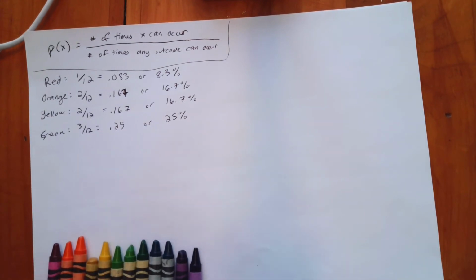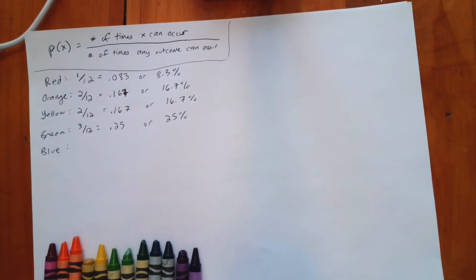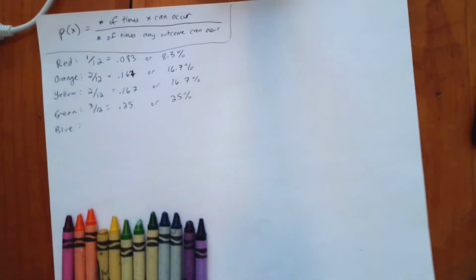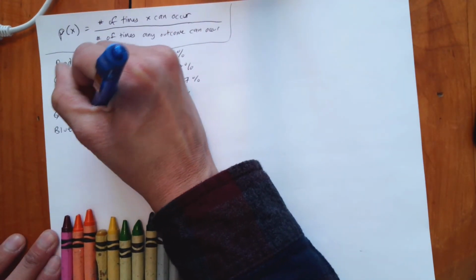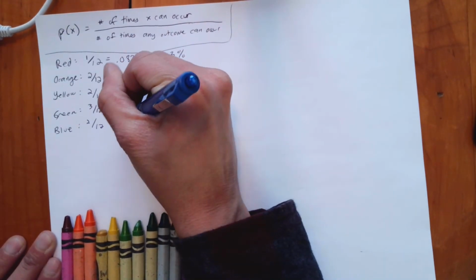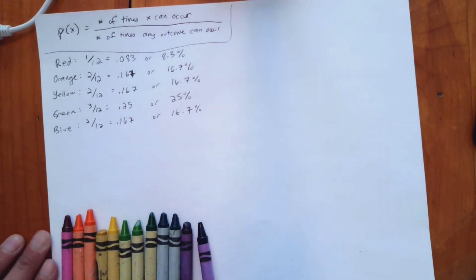All right, moving along, we've got our blue crayons now. Here we have 2 blue crayons. My camera's lighting's not great here, but you can see a little bit more of the wrapper. We have 2 blue crayons, so that's going to be 2 blue crayons out of 12 crayons again, and that's going to also be 0.167 or 16.7%.